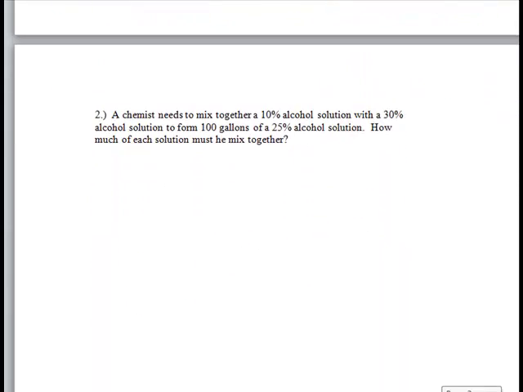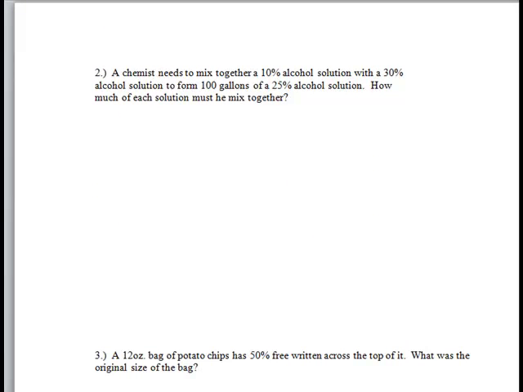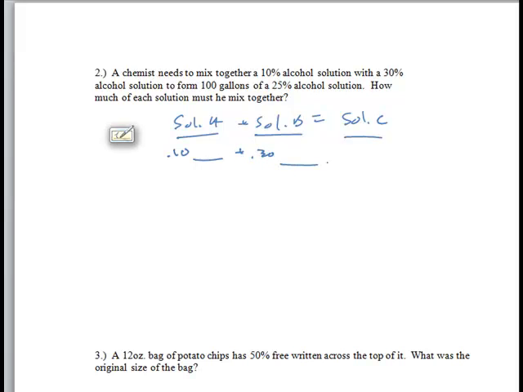Example 2, read the problem, understand what's going on, see if you can categorize what type it is. This is obviously another mixture problem. So same overall concept, solution A plus solution B is equal to solution C, and we have a percent and amount for each one of these. So just read the problem. Solution A is a 10% alcohol solution, so 0.10. Once again, we don't know how much of it we need. Solution B is a 30% alcohol solution. We don't know how much of it we need, but we're forming a 25% alcohol solution, and we know we need 100 gallons of it.